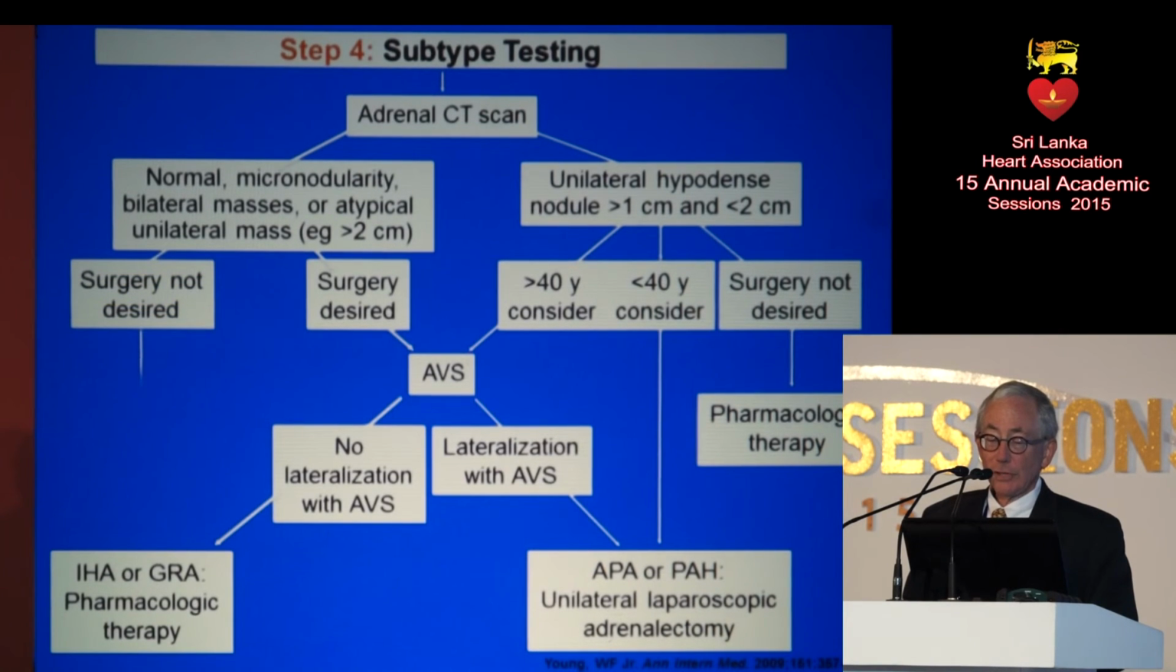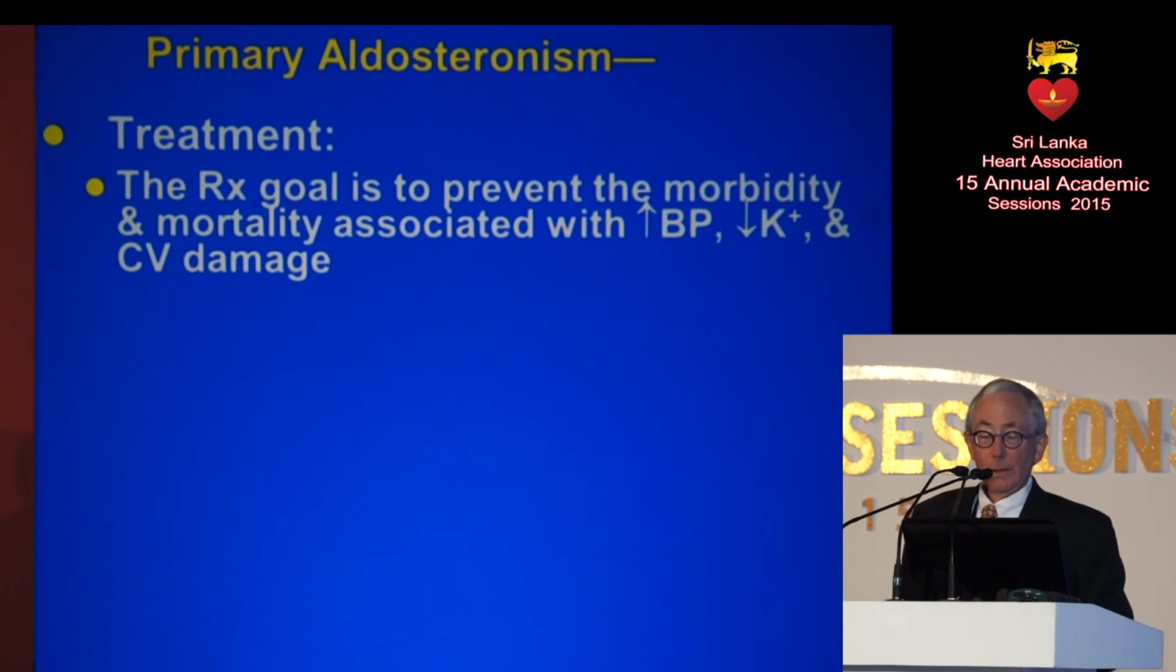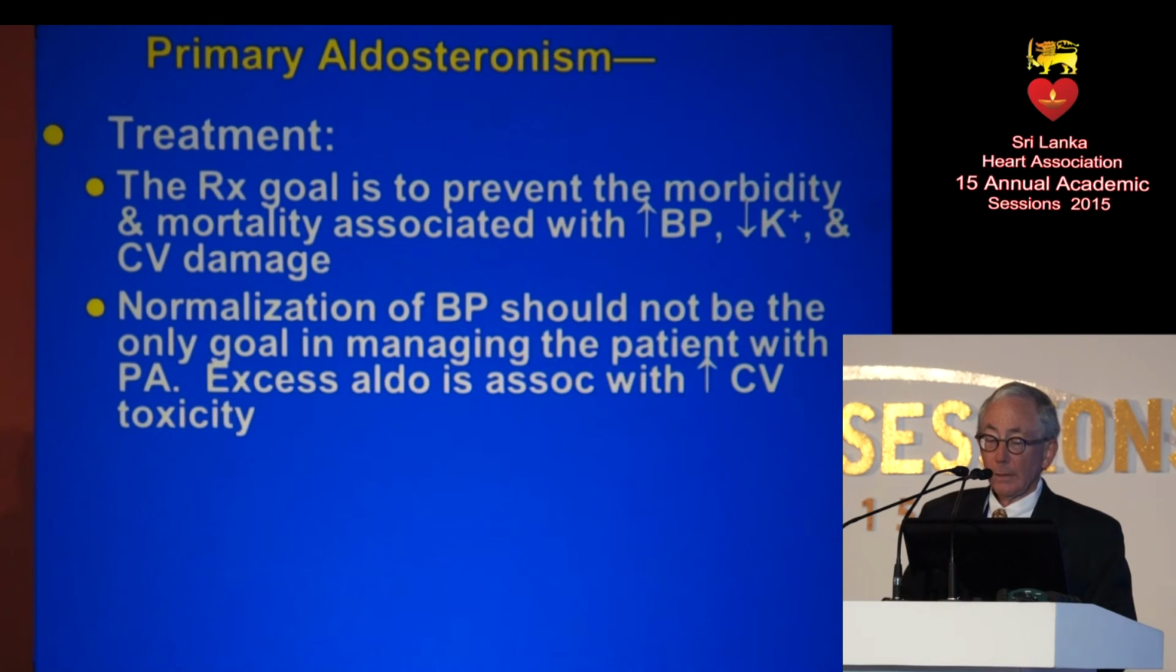So appreciate that there are different strategies here for subtype testing, but more often than not, I don't think you're going to be able to have a surgical cure. Just remember, you need adrenal vein sampling. You can't rely on imaging. Forget about the imaging. So again, the real goal of treatment here is to prevent morbidity and mortality.